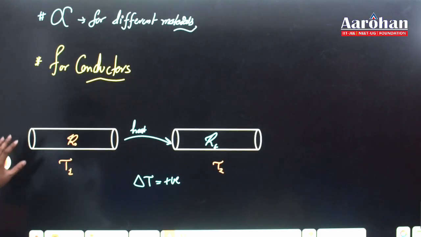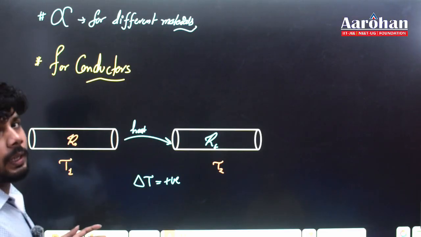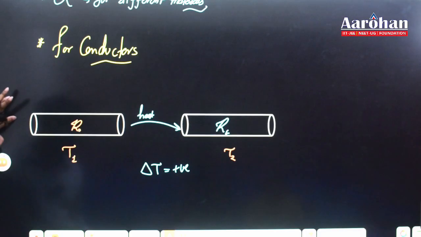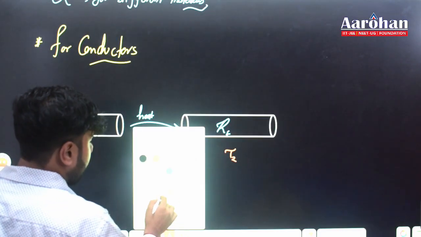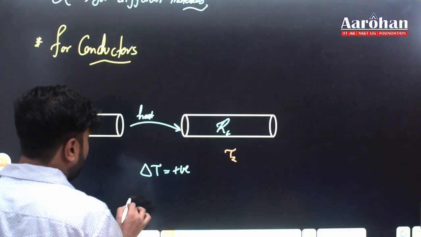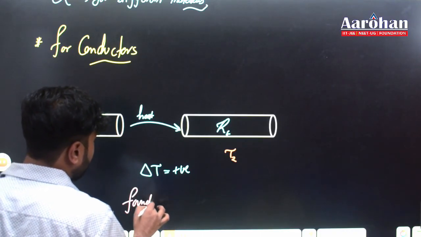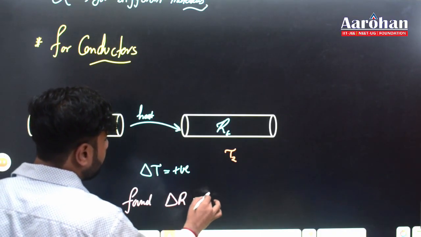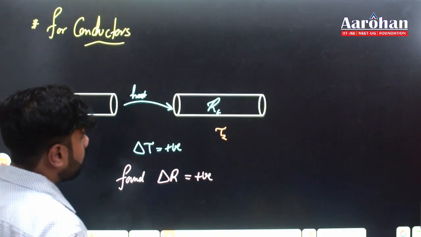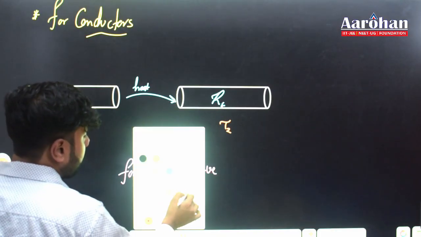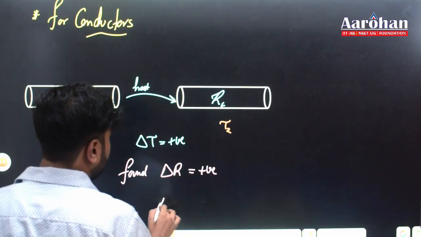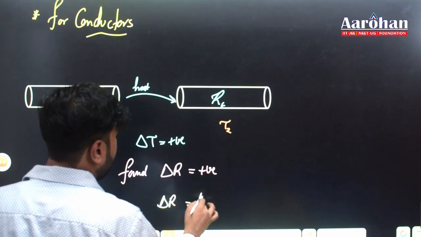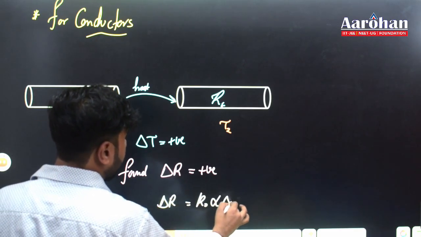When we are discussing alpha for different materials, what I actually mean is the sign of alpha. So delta T is positive, we know, and we've also found that change in resistance is also positive, means resistance has also increased. So what is the expression we got? The expression we have is delta R equals R naught alpha delta T.